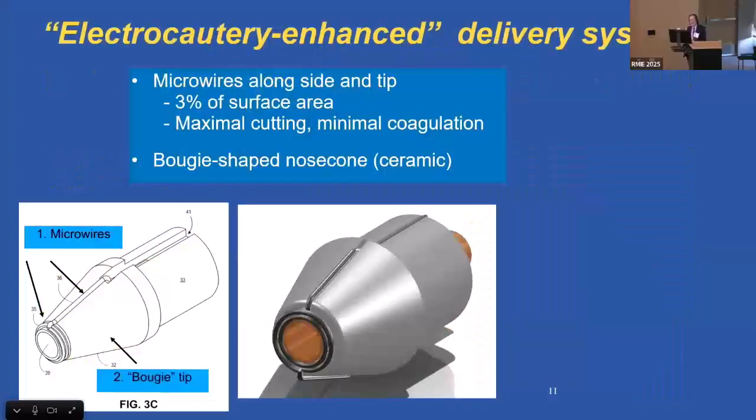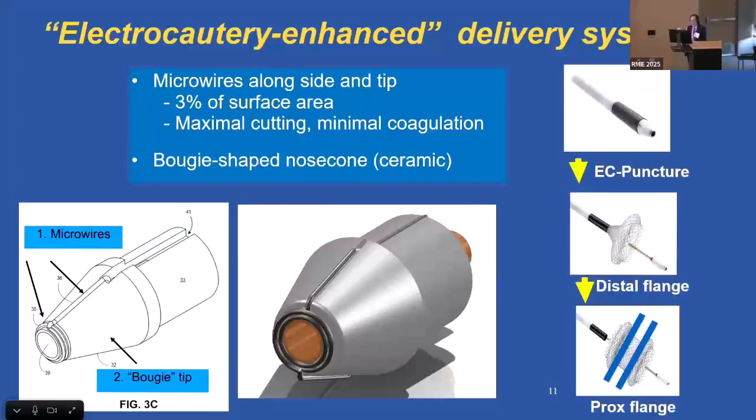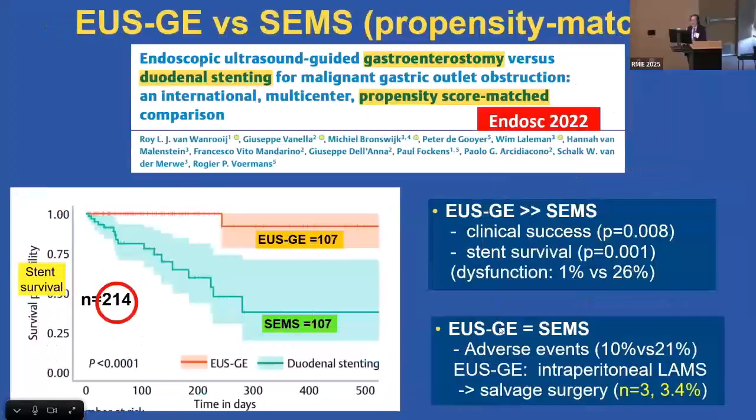This then evolved to the electrocautery enhanced delivery system, where we embedded these micro wires that converge at the tip with a very hard ceramic bougie-shaped nose cone to facilitate the entry into the small bowel. So it was really about our ability to get into the small bowel without displacing it and minimizing any risk of leak. And so these steps are all familiar to you now.